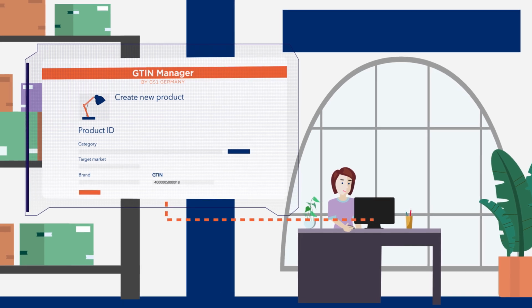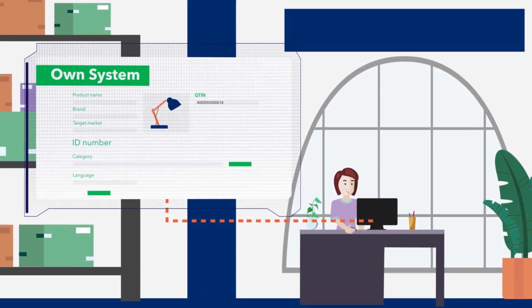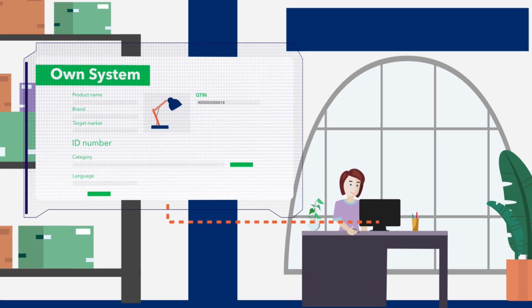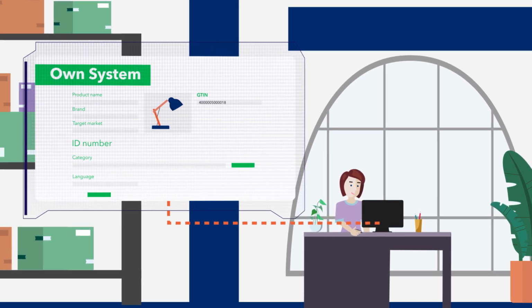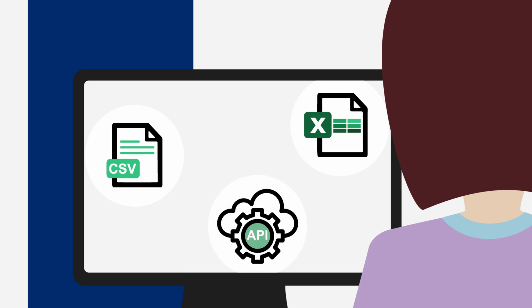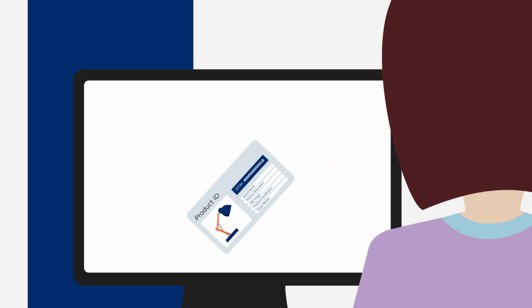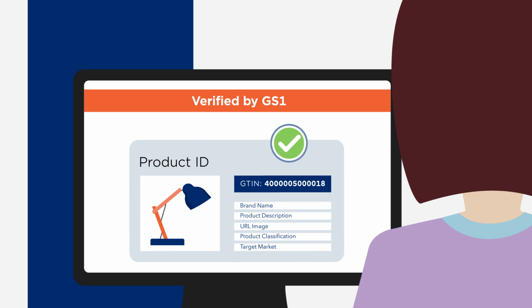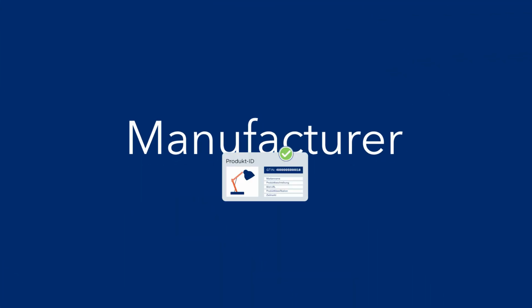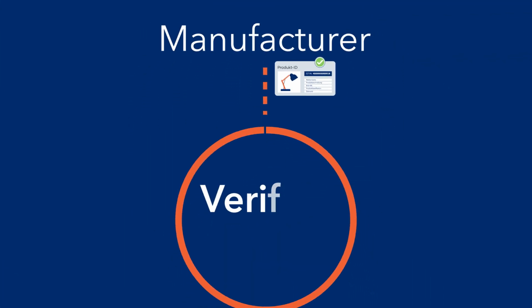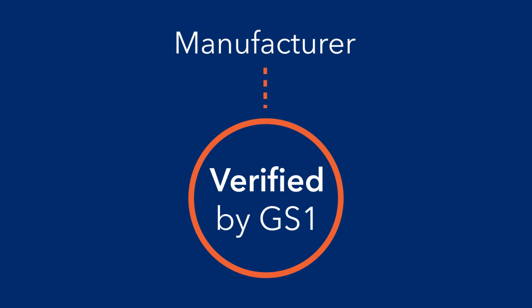If you would like to manage your product master data in your own systems, we recommend that you still import your product data into the GTIN-Manager. This can be done easily by importing a CSV or Excel file or via an interface. This is the only way to get your data into the Verified by GS1 global database.